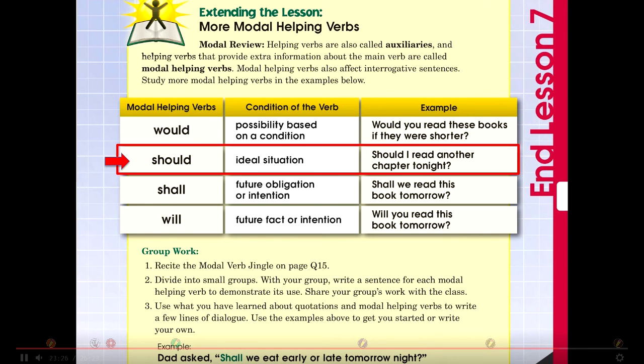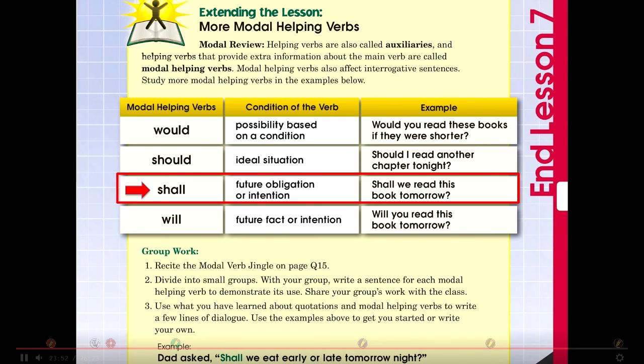The next modal helping verb is should. The condition of the verb is ideal situation. When you use the modal helping verb should, it insinuates that there is an ideal situation that you are striving for. The example reads, "Should I read another chapter tonight?"